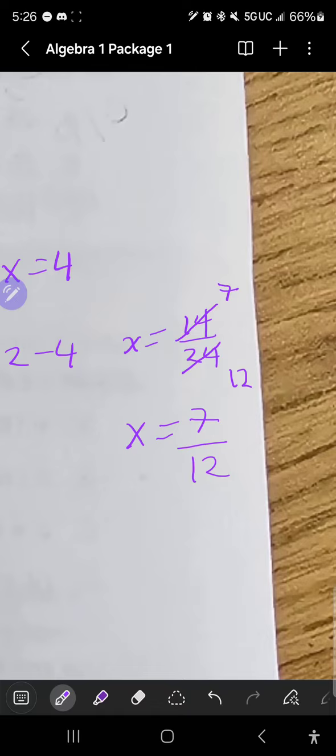The reason we don't want to leave the 14 over 24 is that in mathematics we always want to simplify the fractions as much as we can. If you know the prime numbers, we know that 7 is a prime number and can only be divided by 7 and by 1. And 12 cannot be divided by 7. So there is no way to simplify this fraction anymore. So this is our result.